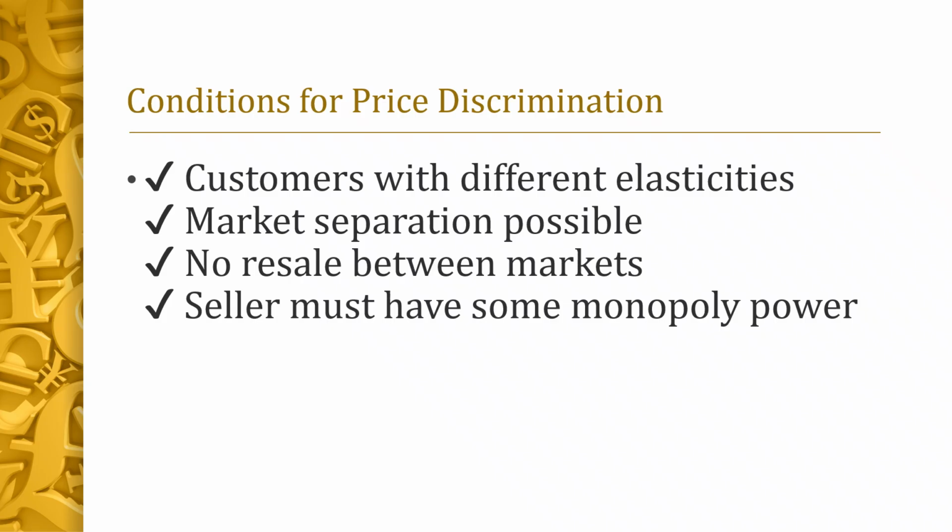The first condition is that the seller must have market power, some monopoly power. This first and most important condition is that the seller must have some degree of control over the price. Price discrimination is impossible in perfect competition. Why? Because all firms are price takers. But if a firm has monopoly power, even a small one, it can charge different prices.